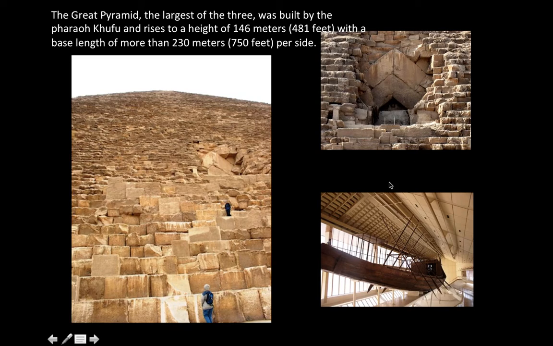this here is the entrance to a burial shaft in the Pyramid of Khafre, and this here was a boat that was inside of the pyramid that was included as part of his burial, because he would want that later in the afterlife.